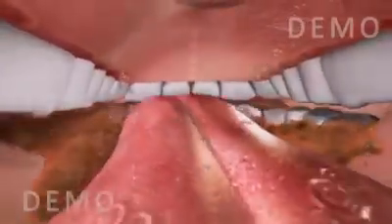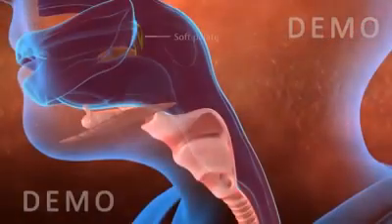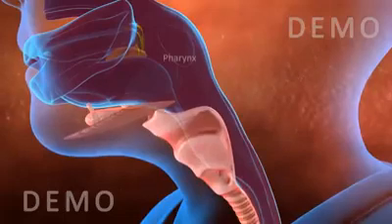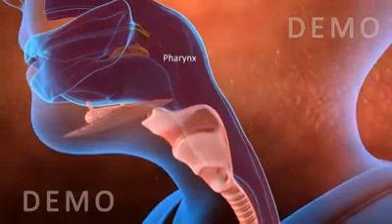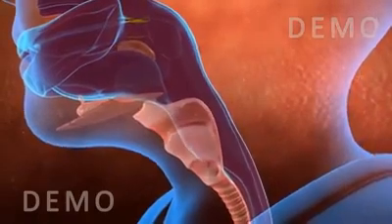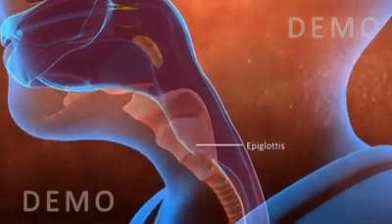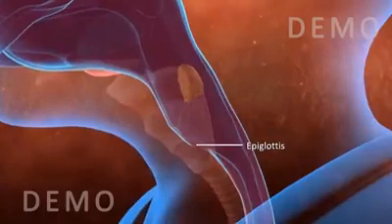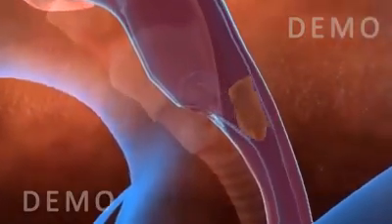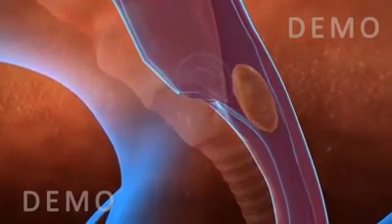As the food is swallowed, the soft palate blocks the upper throat called the pharynx, which prevents the entry of food into the nasal cavity. When the food passes over the epiglottis, which is a flap-like structure which prevents the entry of food into the trachea, it pushes down the epiglottis.